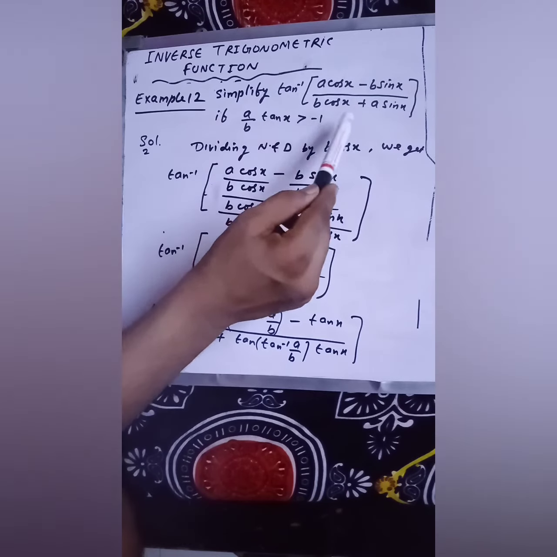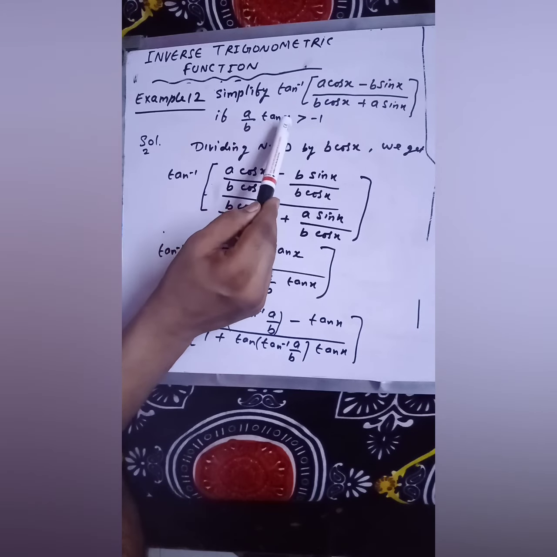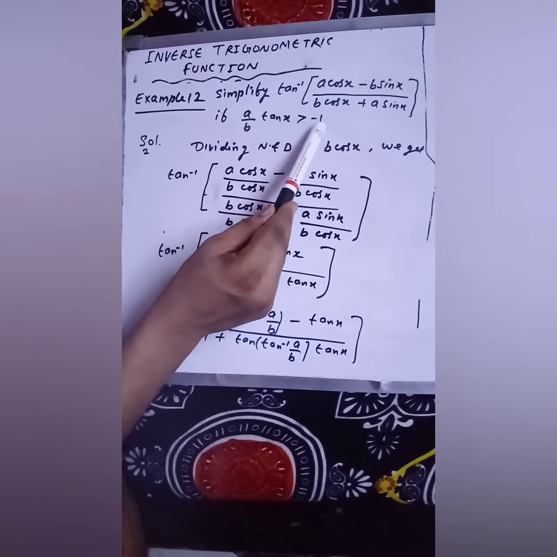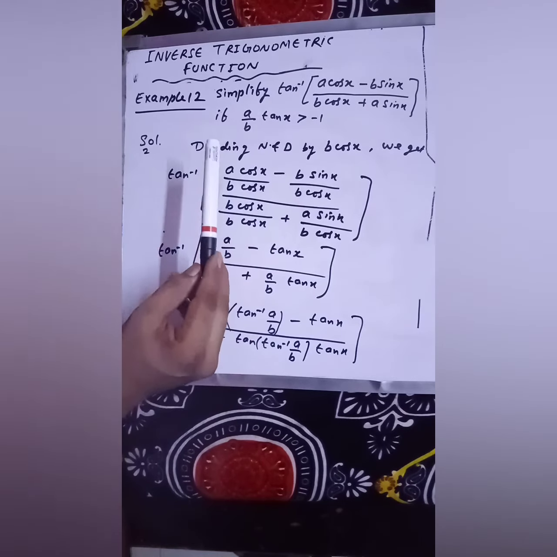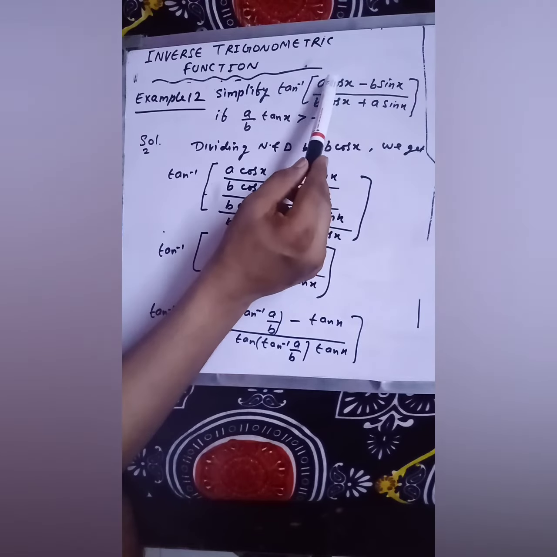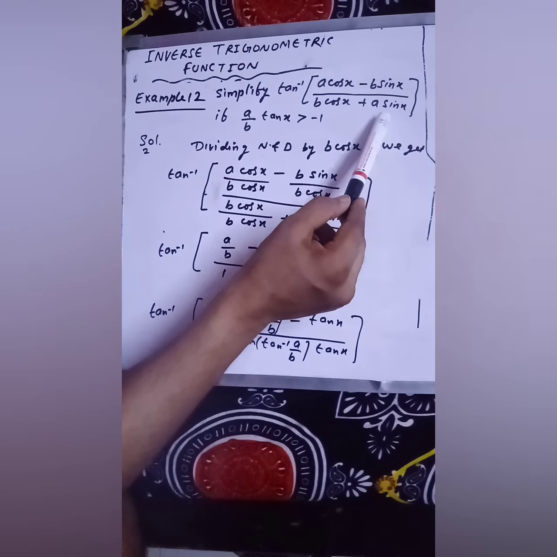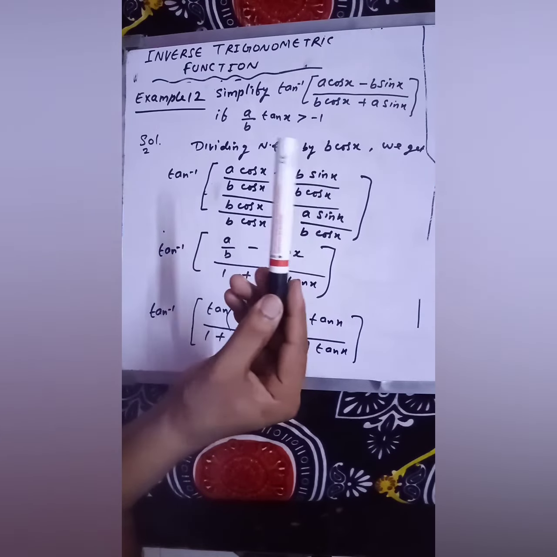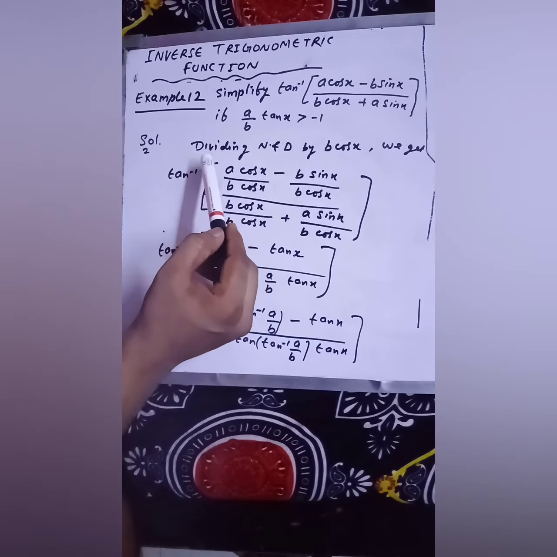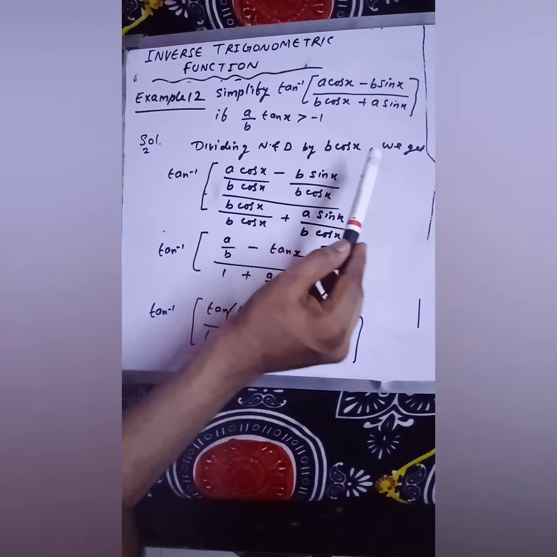We have to simplify this, and this condition is given to us: a upon b tan x is greater than -1. In this question, I'm dividing the numerator and denominator by b cos x. So here I'm dividing numerator and denominator by b cos x.